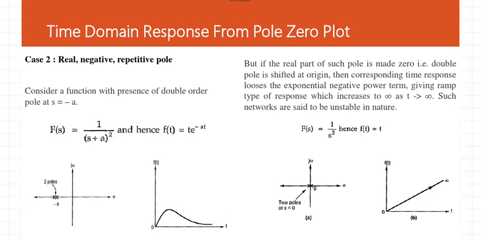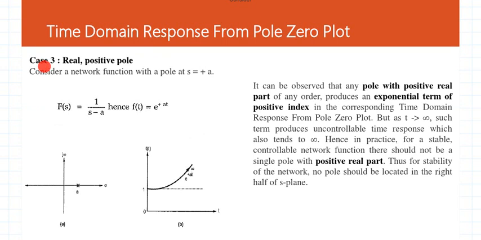Moving to case 3. We are now assuming that the poles are real and positive. You could see here the pole is positive. What would be the transfer function of such a system? The transfer function of such a system will be 1 upon s minus a. Equating the denominator to 0, we get the s value to be a. Plotting it, the pole is seen to lie in the right half of the S-plane. So if the pole is positive, it lies in the right half of the S-plane.